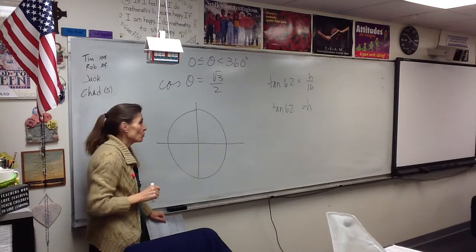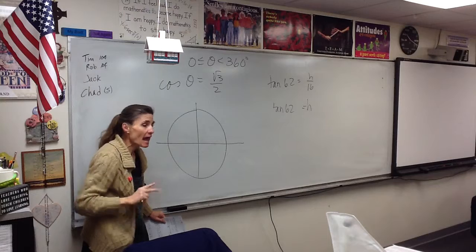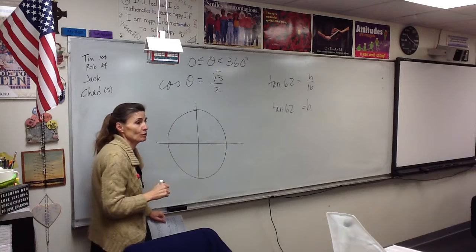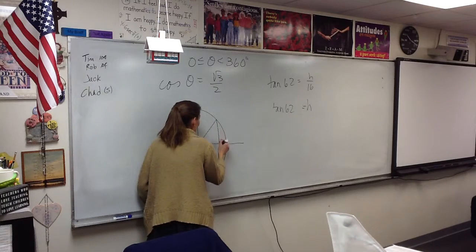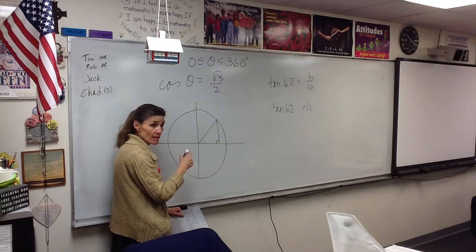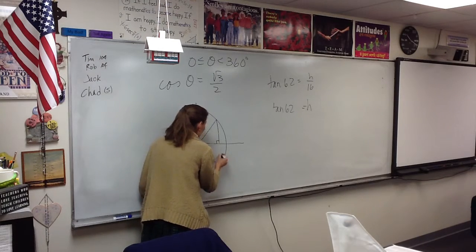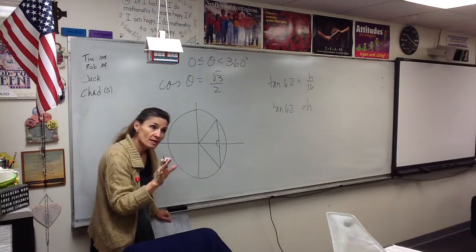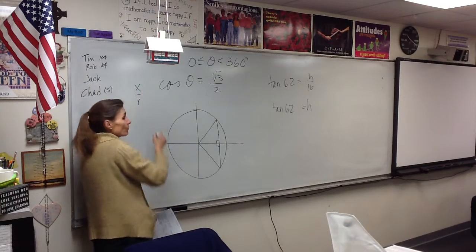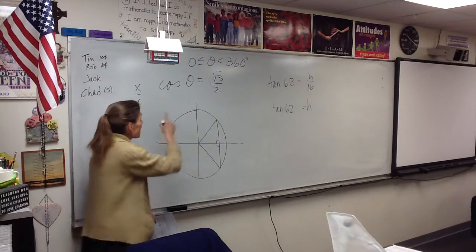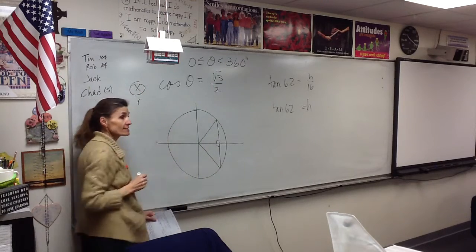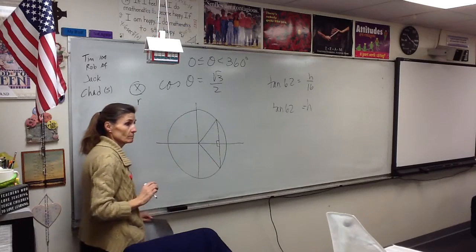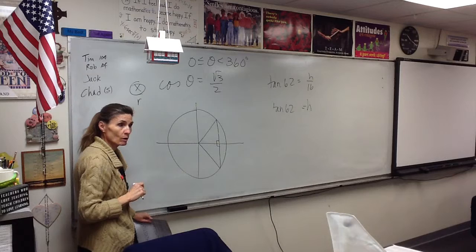Now, in which quadrants could that even happen, where the cosine is positive root 3 over 2? 1 and 4. Certainly quadrant 1 would be a choice because everything's positive here, right? So would quadrant 4. Before you start asking how to move, stop and think. Cosine is x over r. If you want that to be positive, doesn't x have to be positive? And where is x positive? Quadrant 1 and quadrant 4.